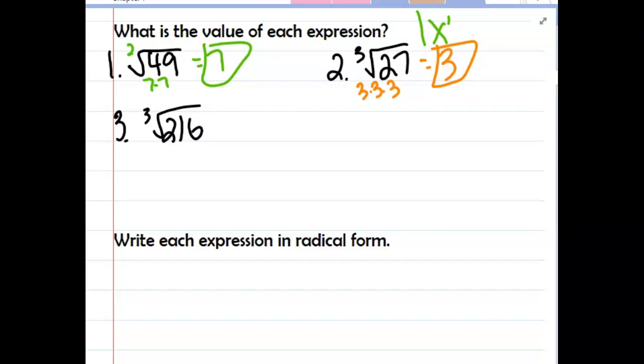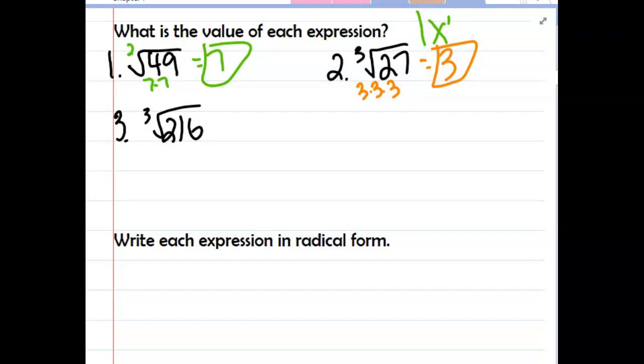Now this is where you kind of have to understand what it's asking, and then really the best way to do this is just guess and check. What it's asking you is what number times itself 3 times gives you 216. So we're just saying, okay, well 2 times 2 times 2 is 8. 3 times 3 times 3 is 27. It's not that. Okay. 4 times 4 times 4, 64.